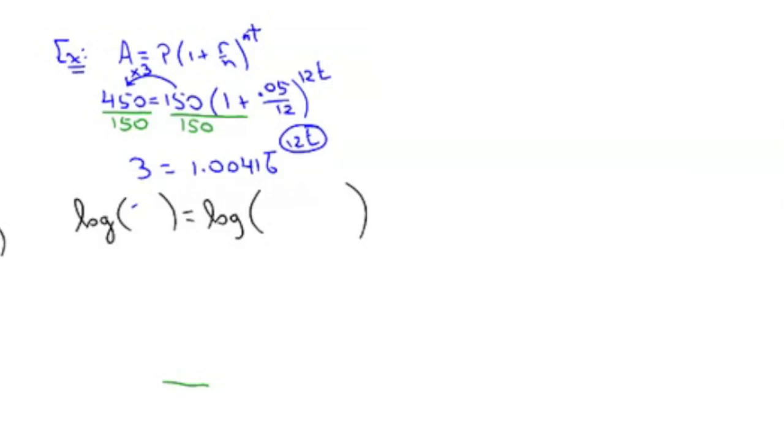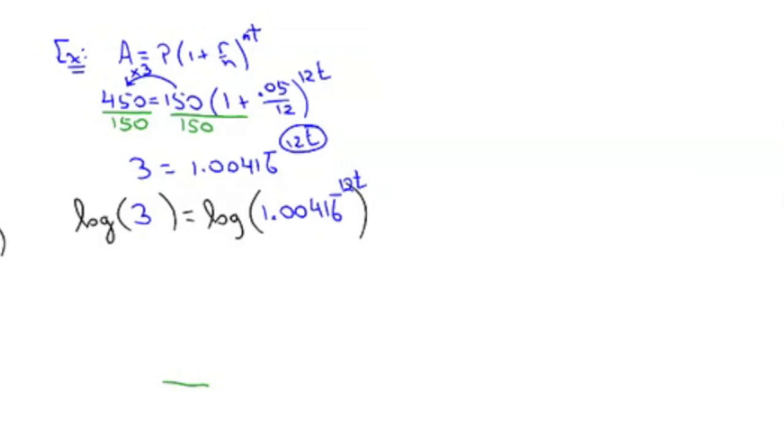So if I log this side, it's log of 3. Boring. This side, it's log of 1.00416 repeating forever and ever, raised to the 12t. But the cool thing is, what can I do with that 12t now? Bring it to the front. I can take the whole thing, since it's an exponent, bring it to the front.